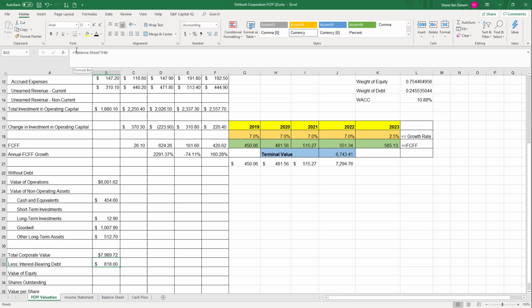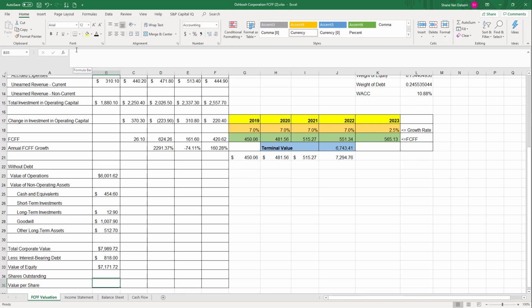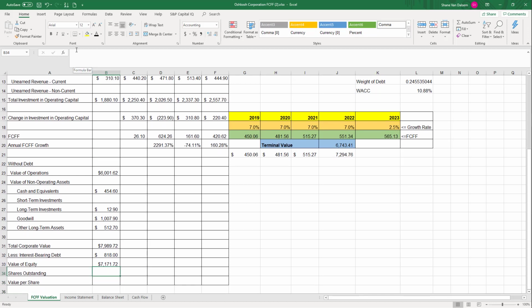There we go. I took out the ones that had zero value, and that was evidently the problem there. So the value of equity is going to be equal to the total corporate value minus the interest-bearing debt. If the firm had preferred stock, preferred equity, we would also take that out there.